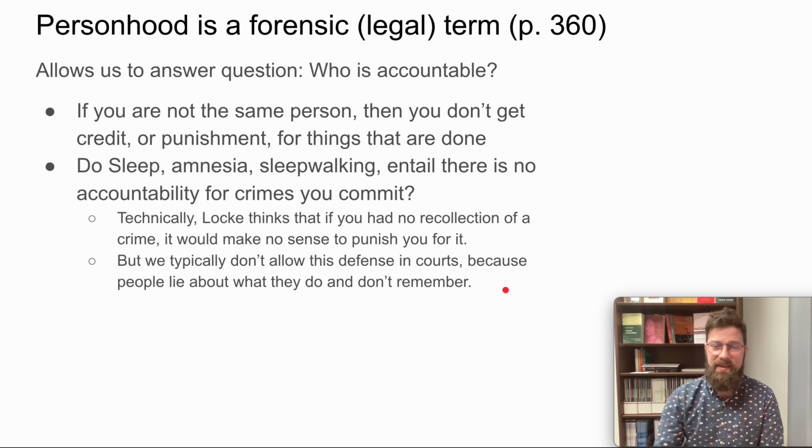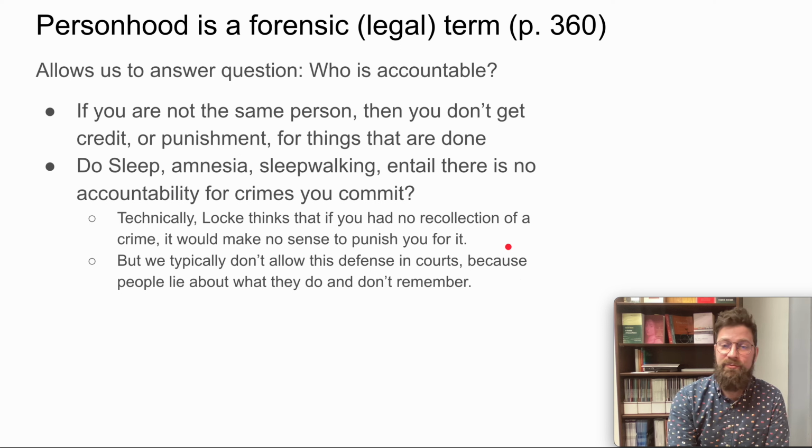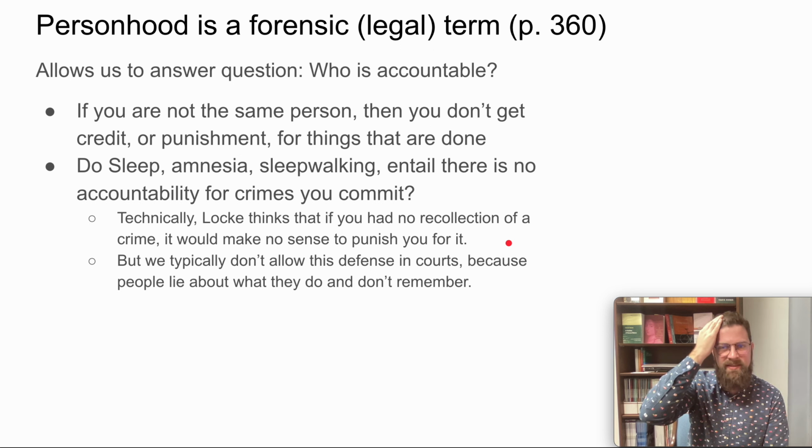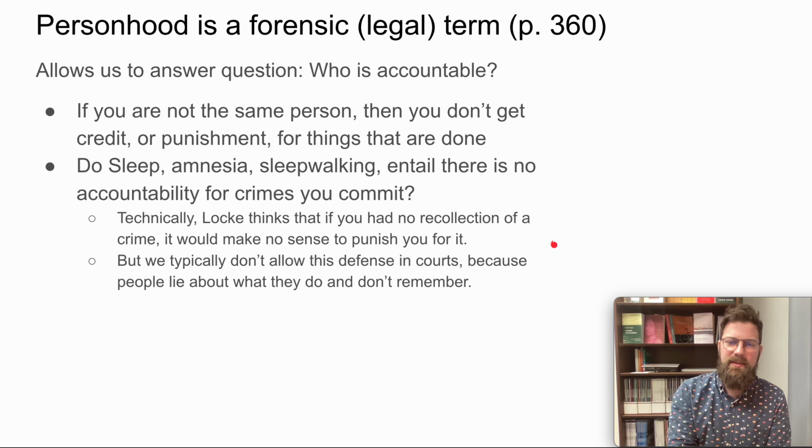But technically speaking, if a person really had no recollection of a crime they committed, it wouldn't really make sense to punish that person for it. So Locke is really thinking about what is a good concept of the person that can be used for holding others responsible. Now, he does make one other remark.